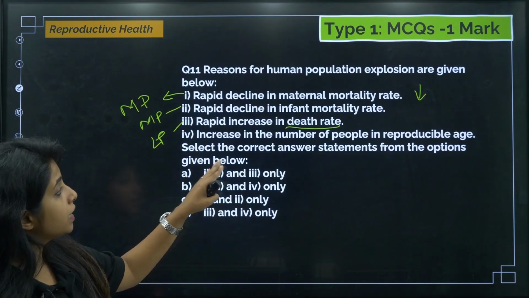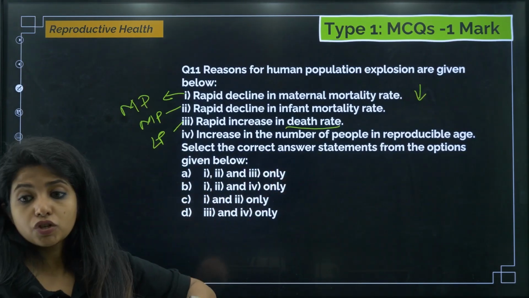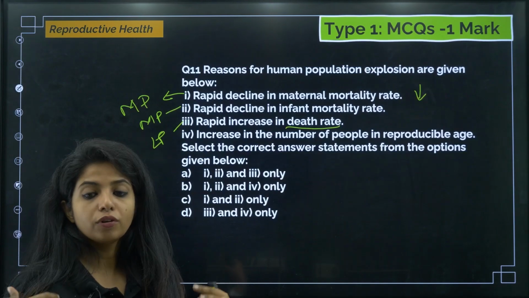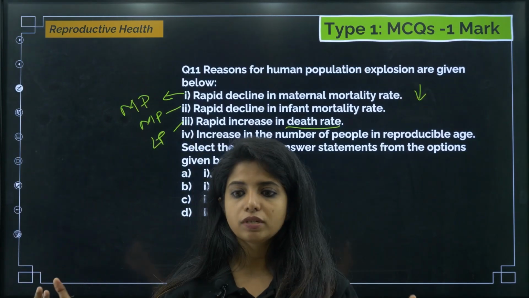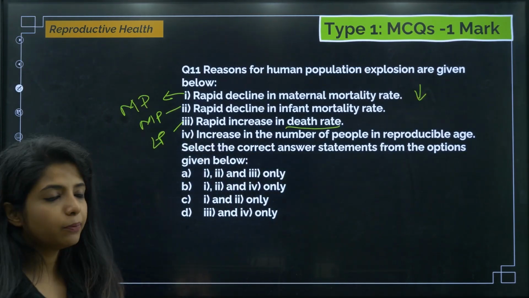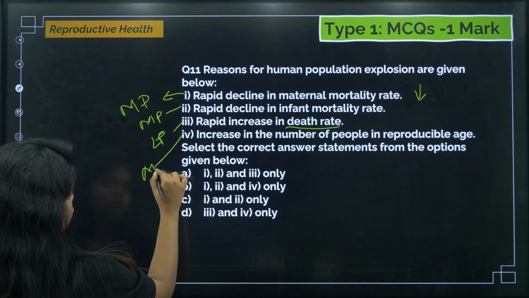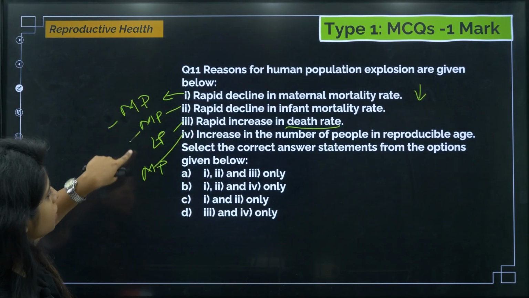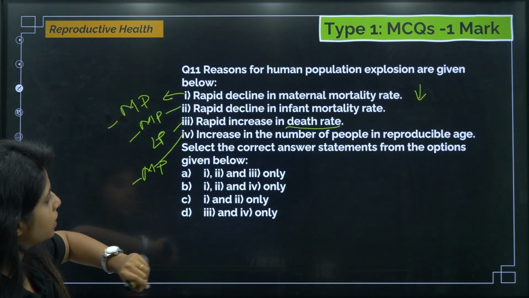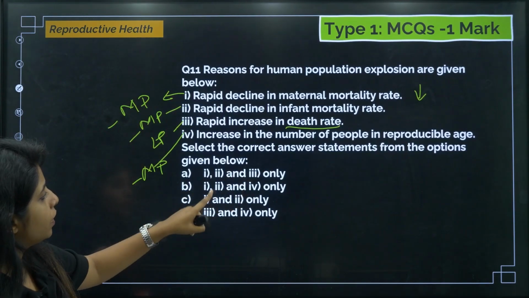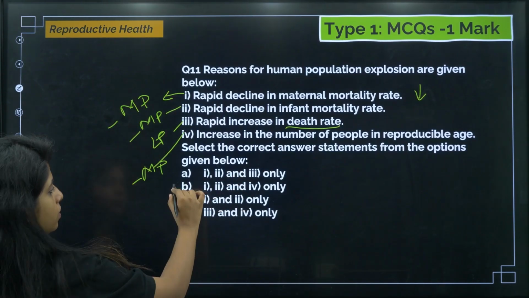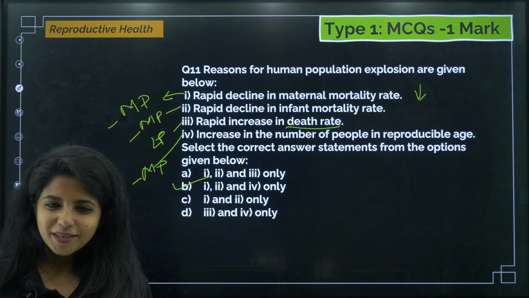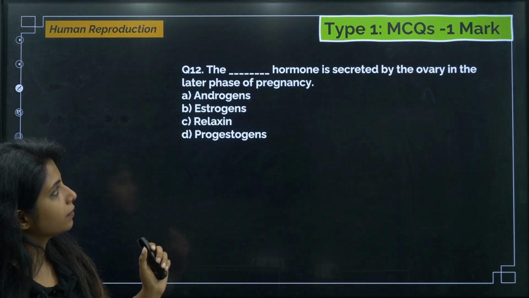Okay. Now increase in the number of people in reproducible age. If more people are in the reproducible age, then obviously they will reproduce and give rise to more people again. So this will also give rise to more population. And you are asked the reason for human population explosion. So this and this are the reasons: 1, 2 and 4. Let's see. 1, 2 and 3 only. 1, 2 and 4 only. This is the answer. Easy question, no? This is an easy question. Going ahead.